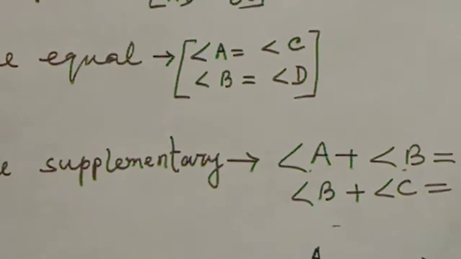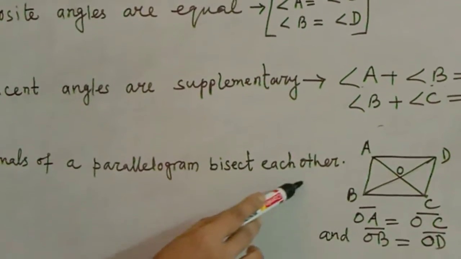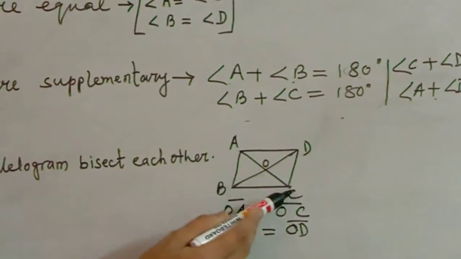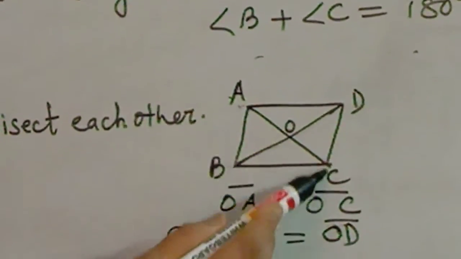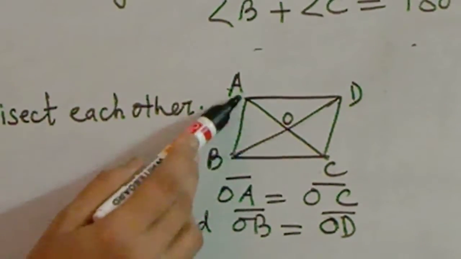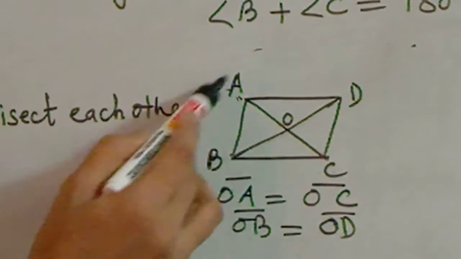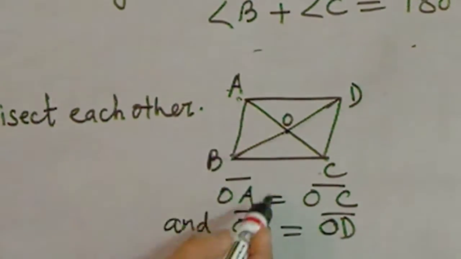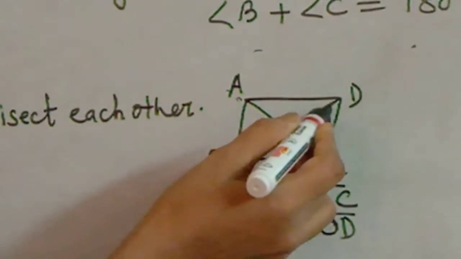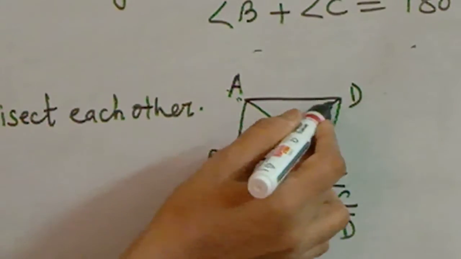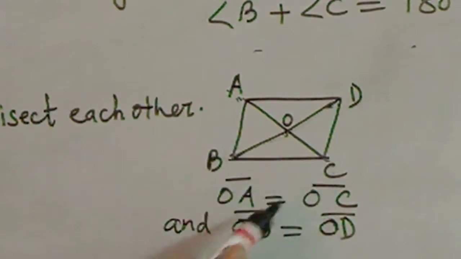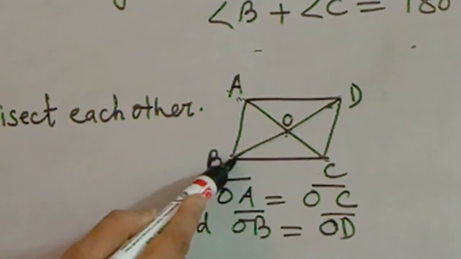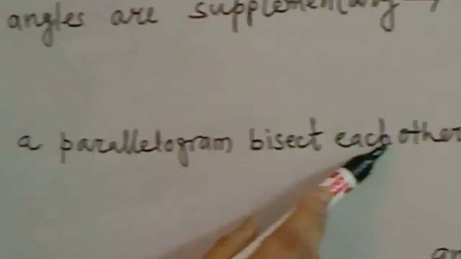Come to the next point: diagonals of a parallelogram bisect each other. You know what a diagonal is: the line joining the non-consecutive vertices is known as a diagonal. Let them meet at O. In a parallelogram, the diagonals intersect each other at O. Then OB is equal to OD and OA is equal to OC. That means O is the midpoint of AC and BD. So the diagonals of a parallelogram bisect each other.